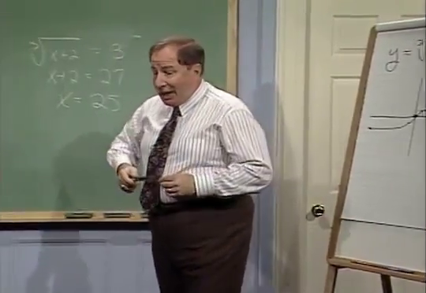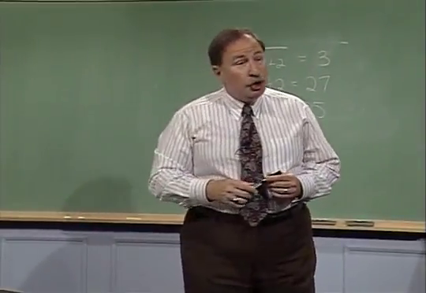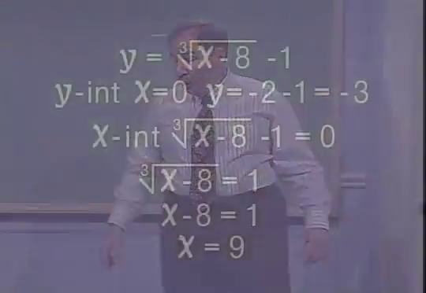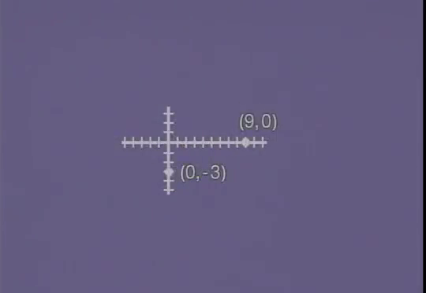All right, let's take a look at a sketch of a cube root function. The next visual shows us y equals the cube root of x minus 8, minus 1. And on the screen you can see the y-intercept is obtained, the x-intercept is obtained. The y-intercept is 0, negative 3, the x-intercept is 9, 0. We've plotted the points on the next visual, 9, 0 and 0, negative 3. Is that enough to graph a cube root function? The answer is no. We need what I call the 0 point, the point where the curvature changes.